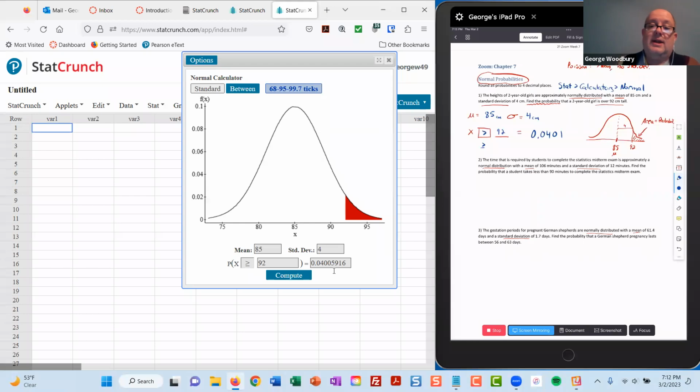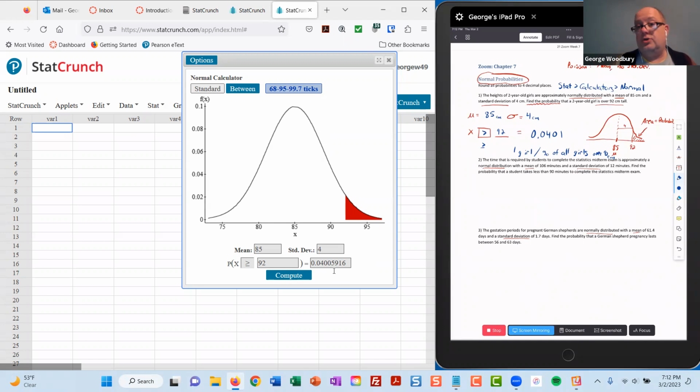It's the probability that any one girl is over that height. That's about 4%. Or it also tells us that 4% of all girls are over that height. And again, if you think of it as a percent, 0.0401, that's about 4%.